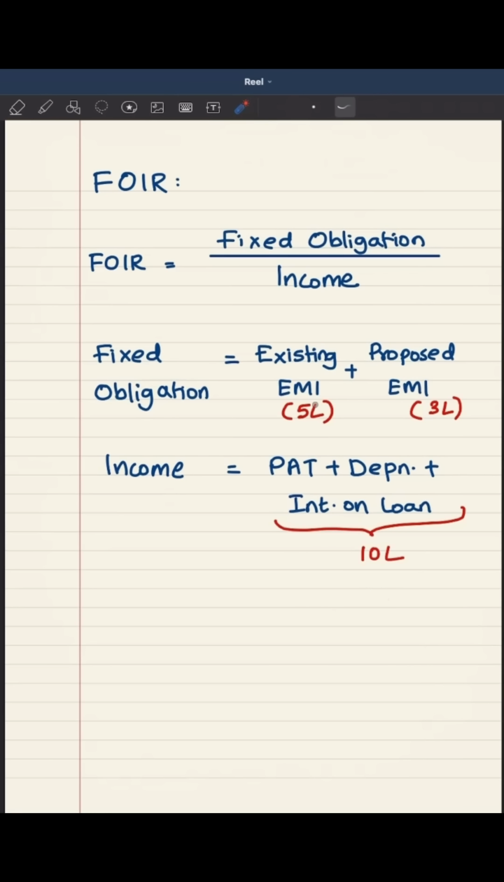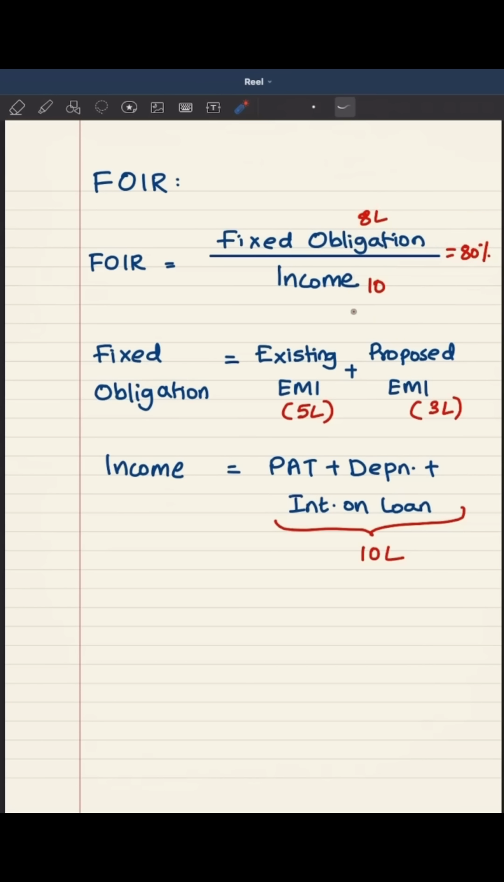Let's assume some numbers. Let's say a borrower is already having an existing EMI of 5 lakh and he is proposing a loan which is going to involve a new EMI of 3 lakhs. And this borrower is having an income of 10 lakhs, which is basically sum of all the 3 items. So fixed obligation is 5 plus 3, 8 lakhs. Let us capture that here, 8 lakhs. Income is 10 lakhs. So 8 lakh divided by 10 lakh gives you 0.8, and when you express that in percentage, it is going to be 80%.